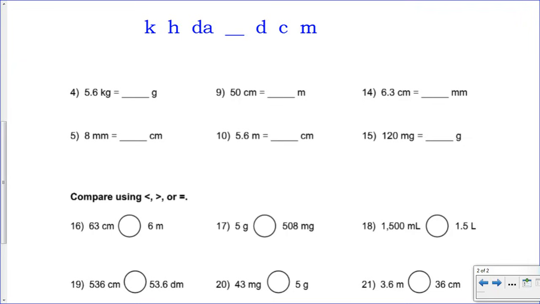Jumping here to the ones on the bottom of the page, 5.6 kilograms to grams, kilo to the base unit, that's 1, 2, 3 spots over here to the right. So we go 5.6, jump over 3 spots to the right, that's 1, 2, 3. There are 2 spots here to fill in with zeros, that's 5,600.